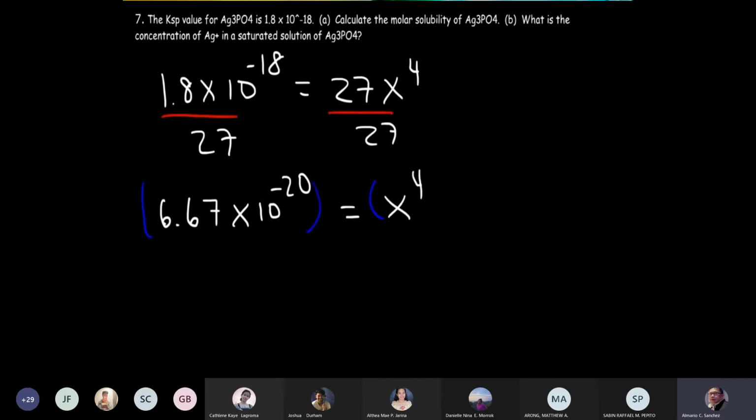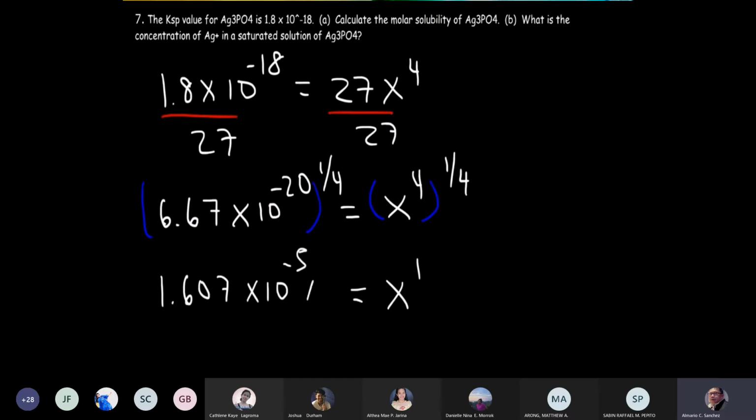Now last time, we raised everything to the 1/3. This time, because there's a 4, you want to raise everything to the 1/4 power, because 4 times 1/4 is 1. So you want to take the 4th root of 6.67 times 10 to the negative 20. And so the molar solubility is 1.607 times 10 to the negative 5. You can write molarity, or you can say moles per liter. So that's the molar solubility of silver phosphate.